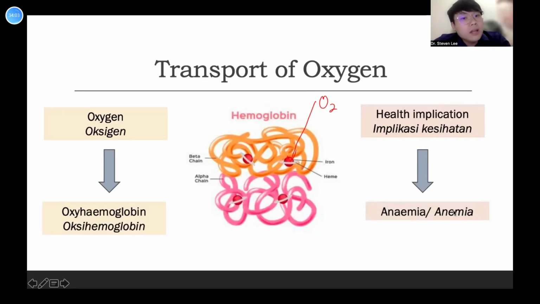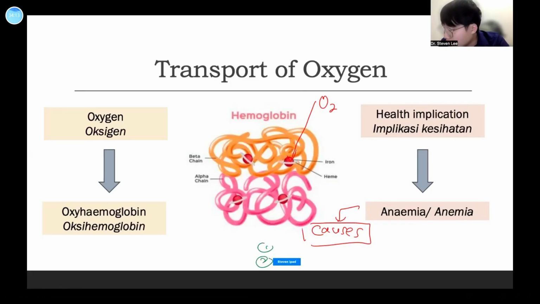So in anemia, you need to know 2 things. Number 1, what are the causes of anemia? In your syllabus, apakah dia punya punca? So what can cause your hemoglobin to be less? Tell me 3. If you are a good student, you will be able to tell me 3. Okay, iron deficiency, that's number 1.